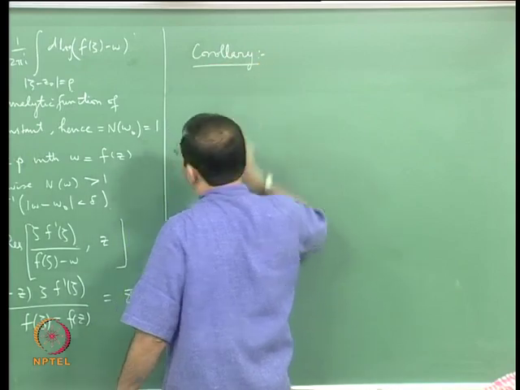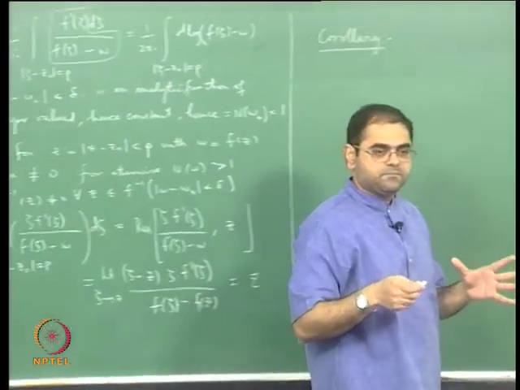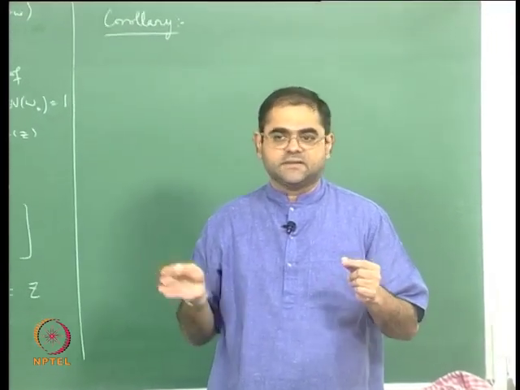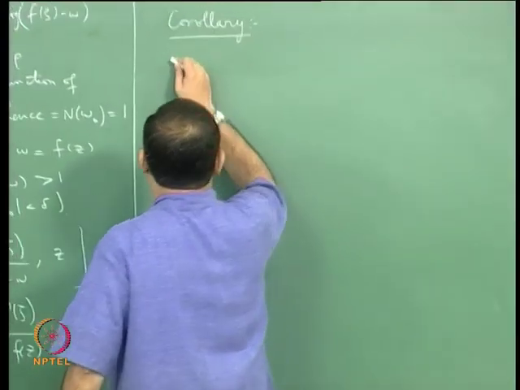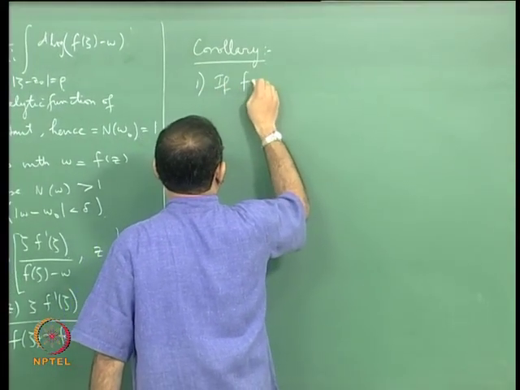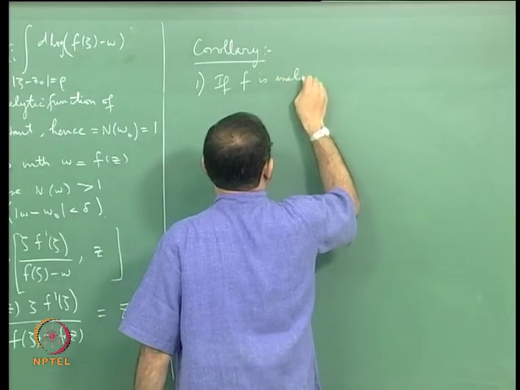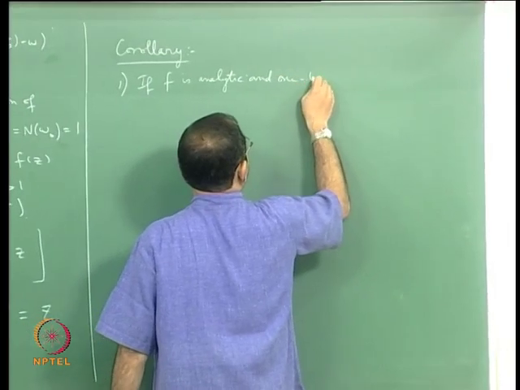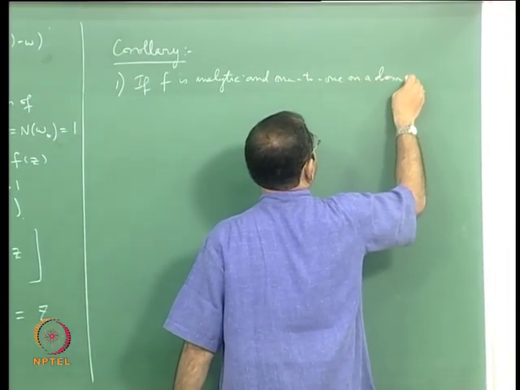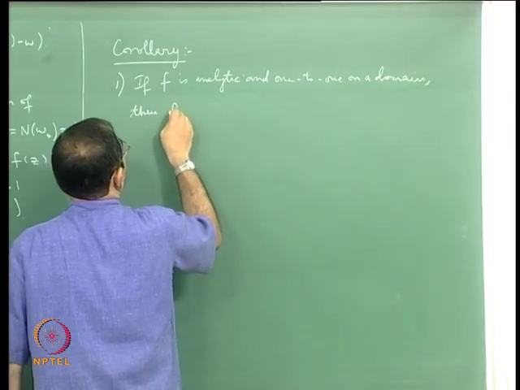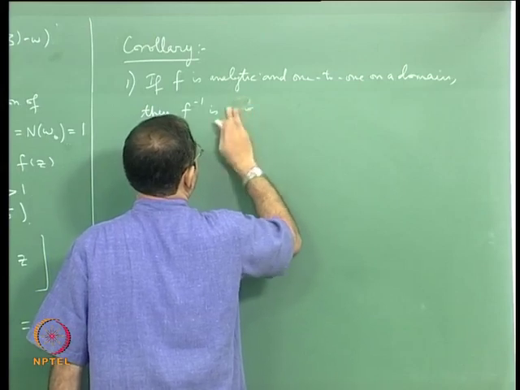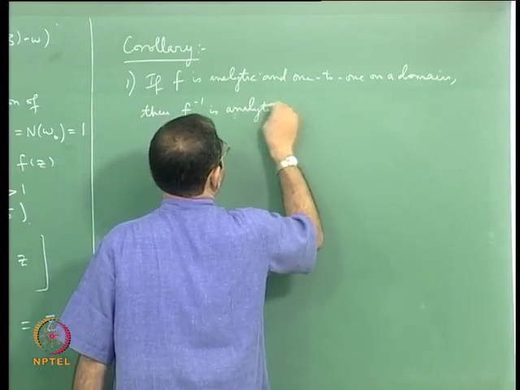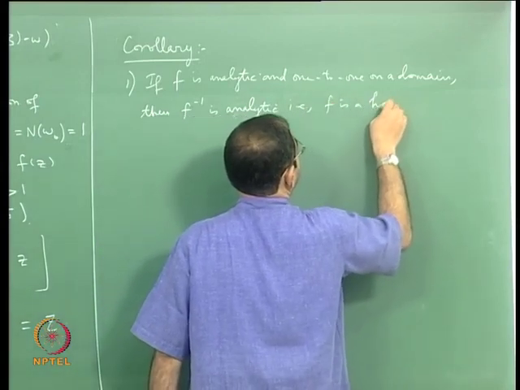this is to sum up the relationship between when a function is 1 to 1, how that is related to the fact when a function has non-zero derivative. So what are the two situations? So the first statement is, if f is analytic and 1 to 1 on a domain, then f inverse is holomorphic or analytic. That is, f is a holomorphic isomorphism or analytic isomorphism.